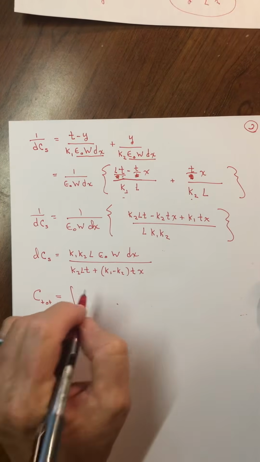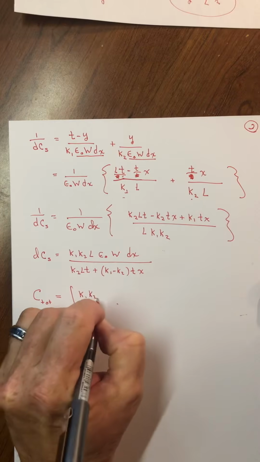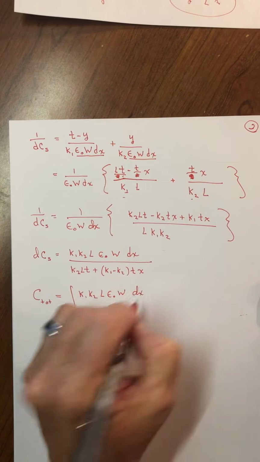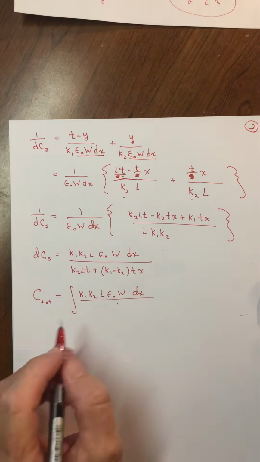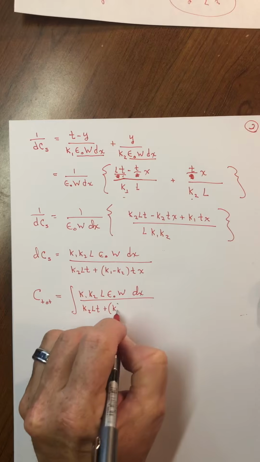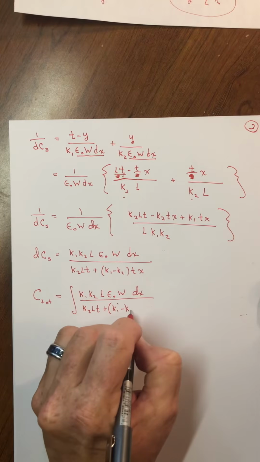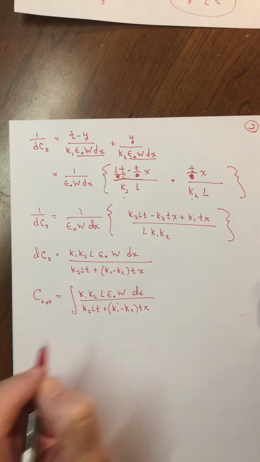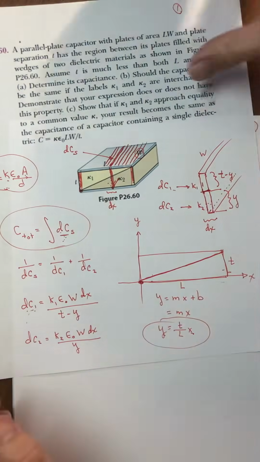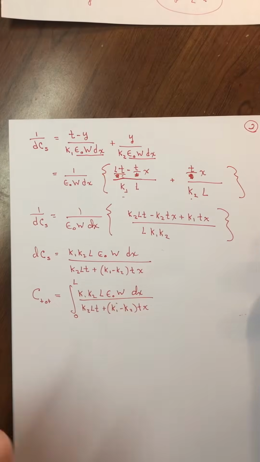So we've got the integral of kappa 1, kappa 2, L, epsilon naught, the width. There's that dx, that's good. Then there's this kappa 2, the L, the T, the plus, and we have kappa 1 minus kappa 2, a T, and an X. And so we're going to add it up by starting at, right here, X equals 0, and go all the way until X equals L.